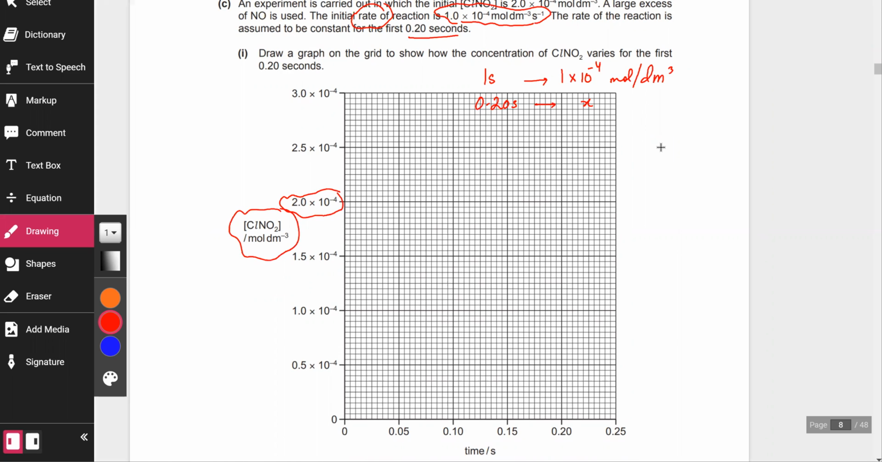We can use ratios. So it would be 1 times 10. Let me do this. Can someone tell me? It's going to be 1 e minus 4 into 0.2.